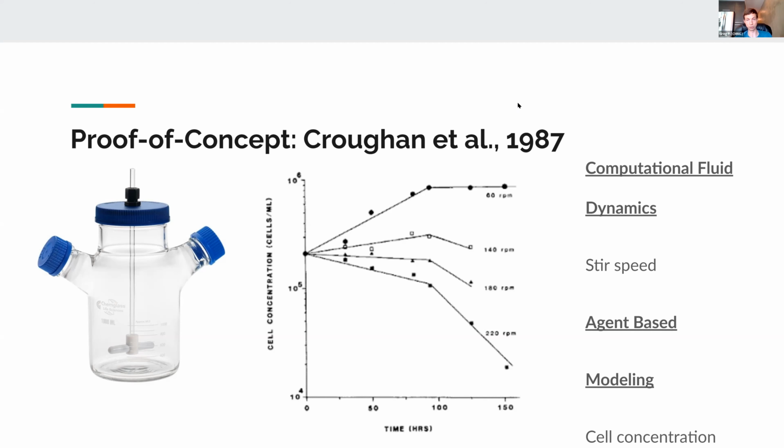Computational fluid dynamics, which could very accurately model stir speed and all the fluid flow components of the system, and then agent-based modeling, which could understand the cell growth and all the forces that the individual cells experience. So we took all the information from this paper from the 1980s, and we used that to build this foundational model, which was much simpler. And that's the end of my bit.